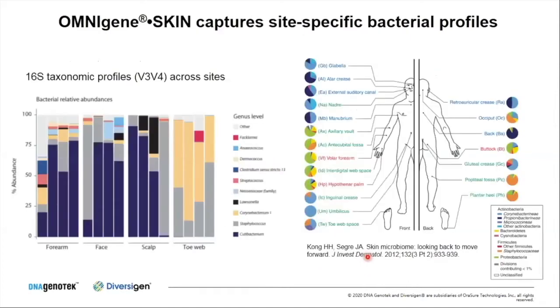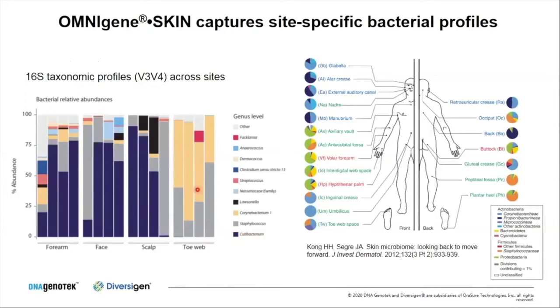So the next thing that we wanted to do was to check that OMNIgene SKIN can capture the site-specific bacterial and fungal profile. Here I'm showing you bar plots of the relative abundance of the genera that we detected for several skin sites. All of our data was generated using 16S taxonomic profiling using V3, V4. As you can see, for face and scalp, for most donors, it's dominated by Cutibacterium, also known as Propionibacterium. When you look at the toe web, it's a different story, and there are two genera that dominate the samples. You've got Staphylococcus in gray and Corynebacterium here in beige.